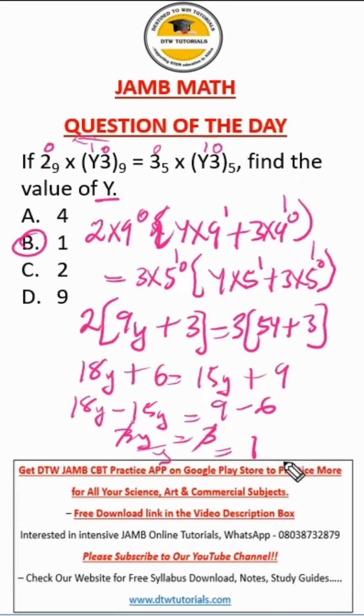When you finish reading a topic, don't just leave that topic. Solve more than 20 questions on that topic. That's the way to deal with JAMB, and that is what everyone I interviewed that scored 300 and above did using the DTW JAMB CBT app.